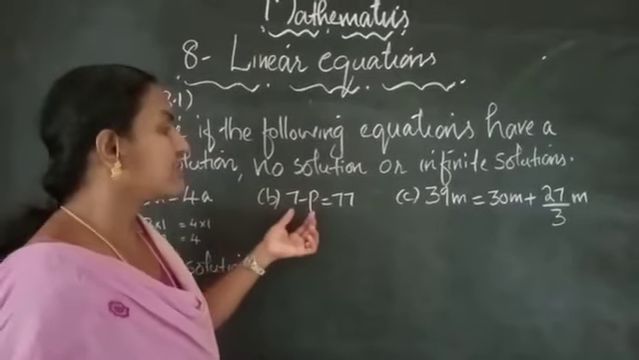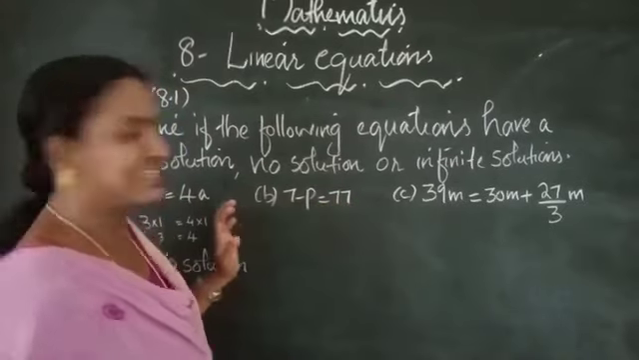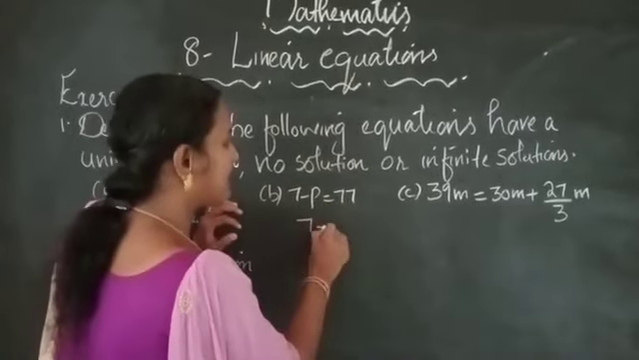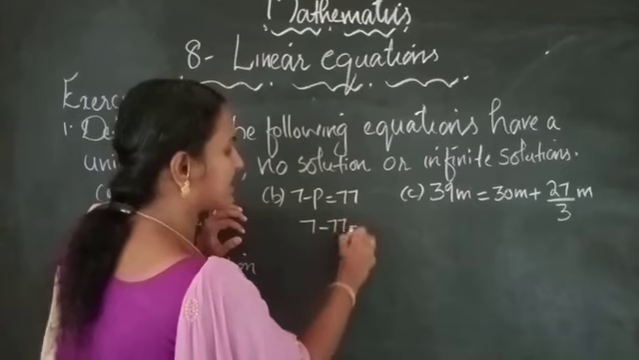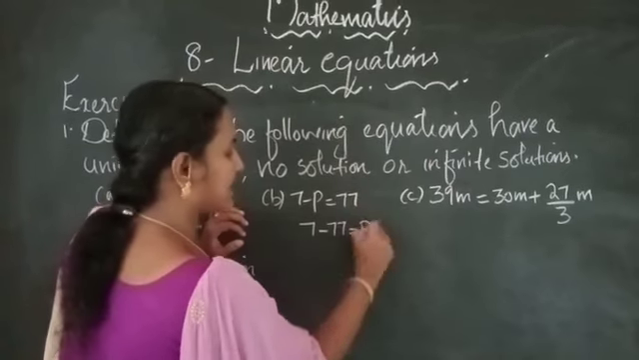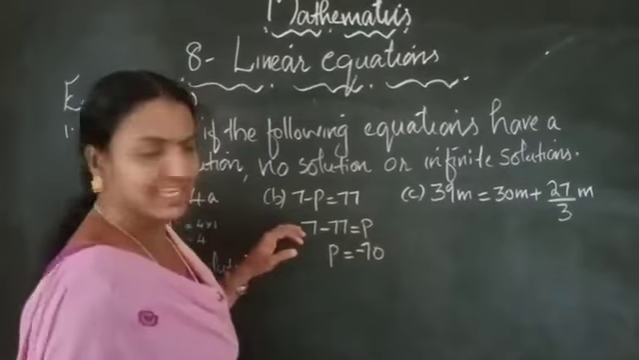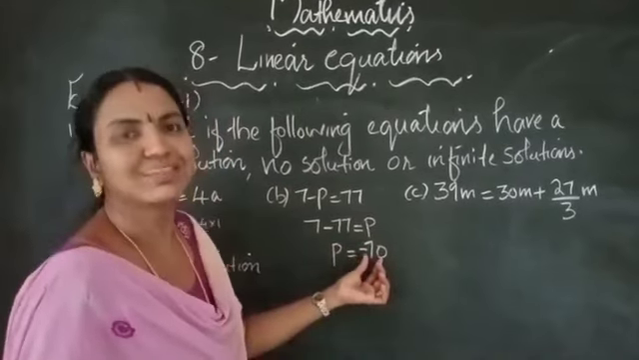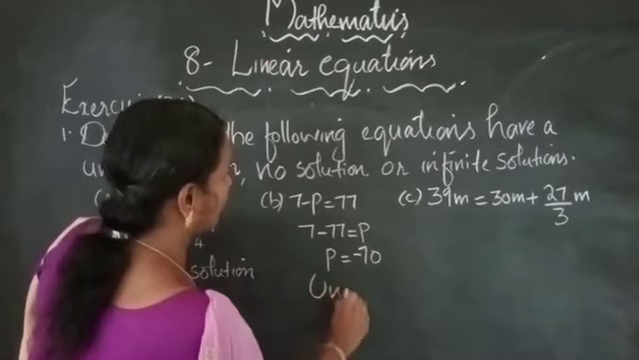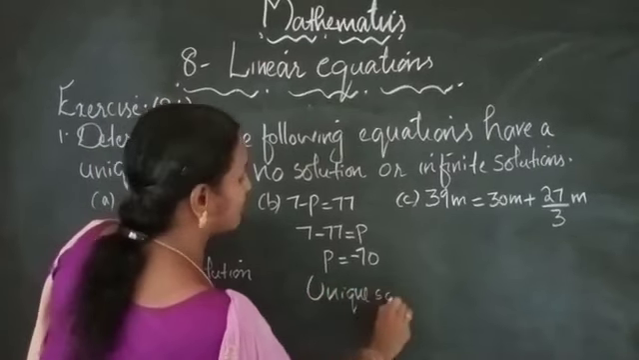Option B, 7 minus p is equal to 77. So 7 minus 77 is equal to plus p. So p is equal to minus 70. So it is a unique solution.